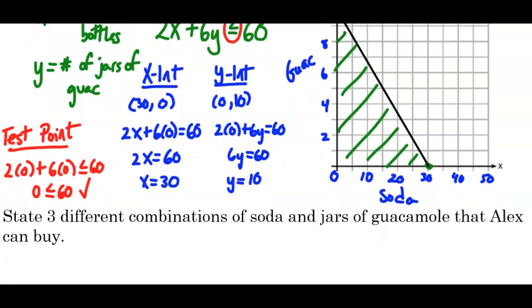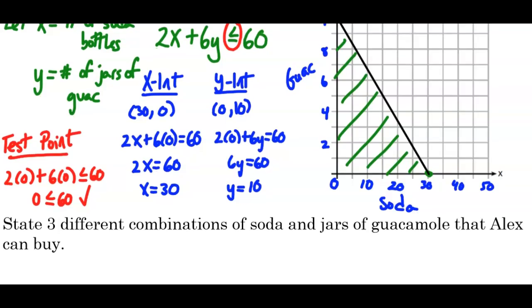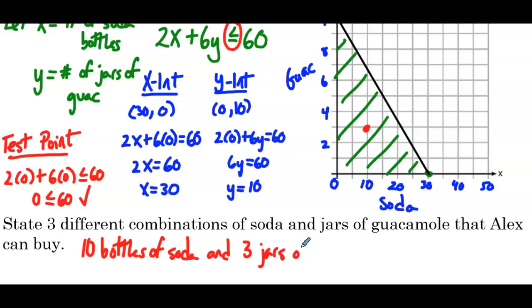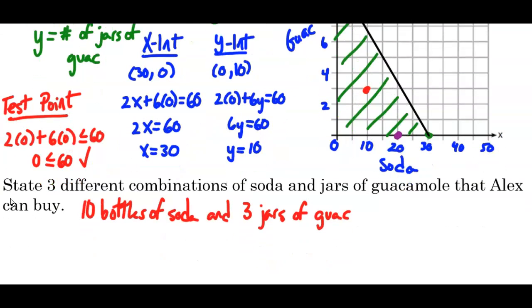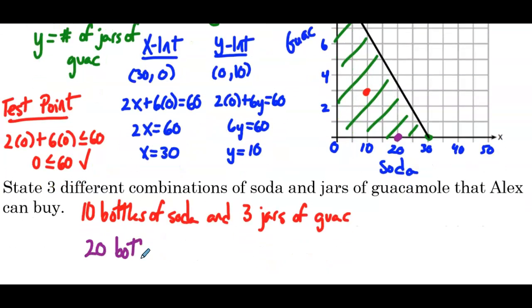So it says state 3 different combinations of soda and jars of guacamole that Alex can buy. So let's pick this point here. So that's the point 10, 3. So that would be 10 bottles of soda and 3 jars of guac. We can pick a point on the x-axis. So let's say right there. So she can just buy 20 bottles of soda and 0 jars of guacamole.